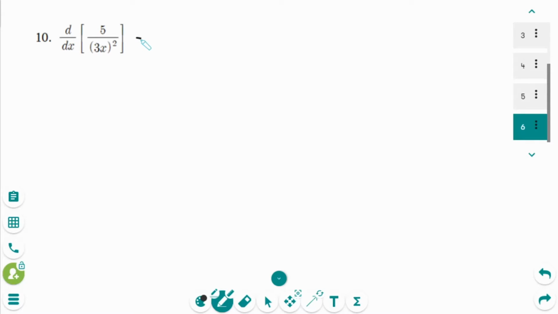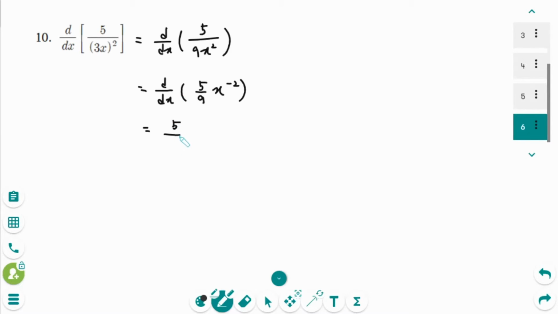Number 10, we can rewrite as d/dx of 5 over 9x squared, then 5 over 9 x to the power of minus 2, then use the power rule, keep 5 over 9 times minus 2 x to the power of minus 2 minus 1, which is minus 10 over 9 x to the power of minus 3. The final answer is minus 10 over 9x cubed.